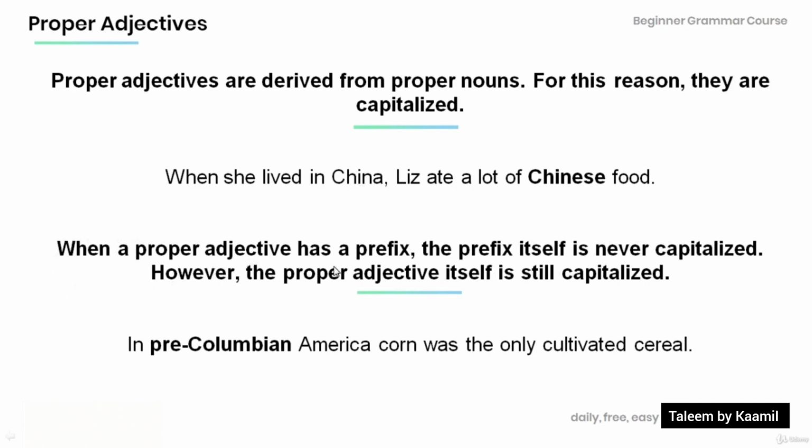And when a proper adjective has a prefix, the prefix itself is never capitalized. However, the proper adjective itself is still capitalized. Have a look at the example below. In pre-Columbian America, corn was the only cultivated cereal. Note that the prefix pre is not capitalized, but the proper adjective Columbian is capitalized.